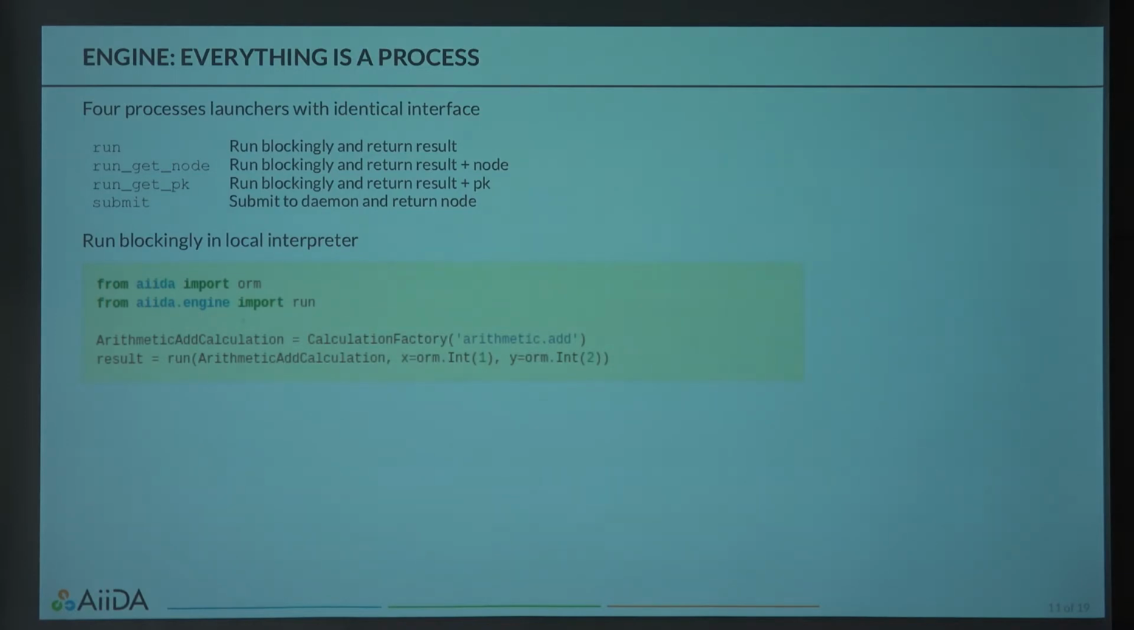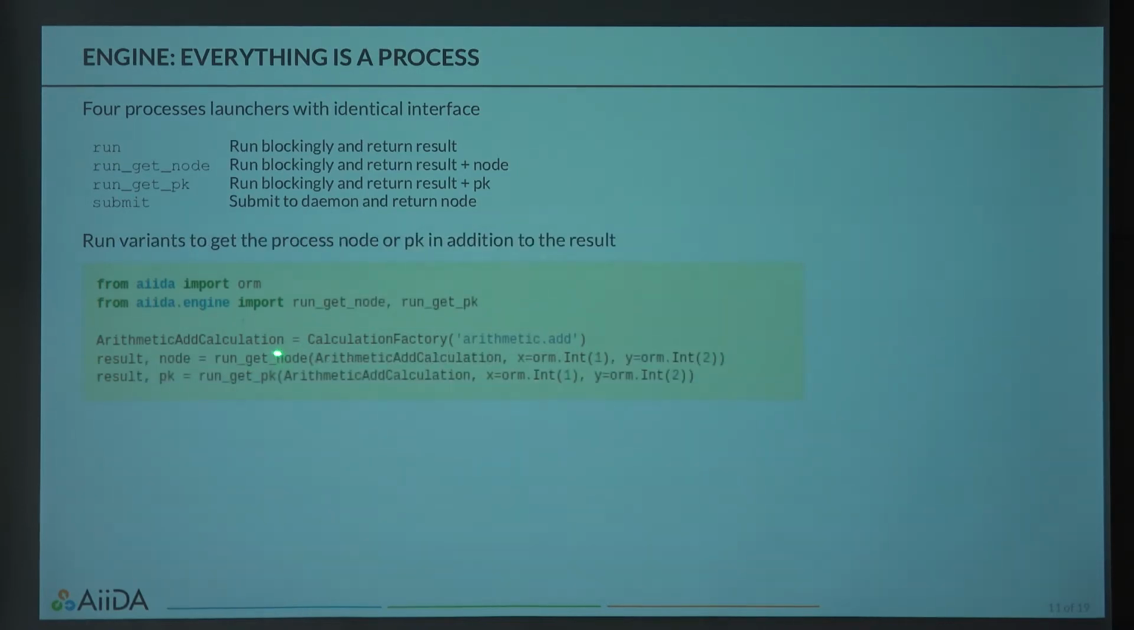Sometimes you also want to have, like in submit, a reference to the node, because here you will have a result, but not the actual node that represents the execution. In that case, you can use either run_get_node or run_get_pk, and instead of only the result, they will also return the node or the pk, respectively. And this you can then use to reference it in verdi process list and what have you.